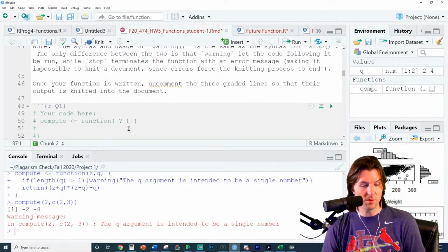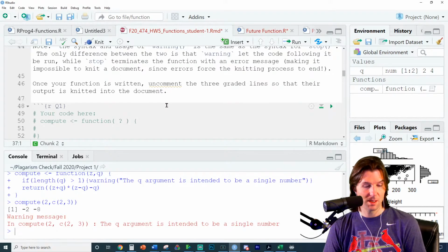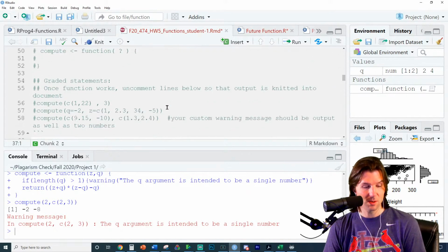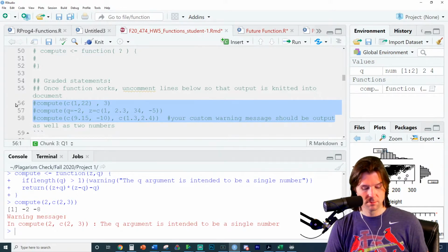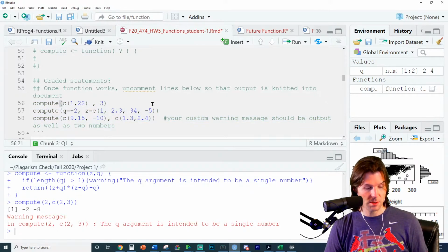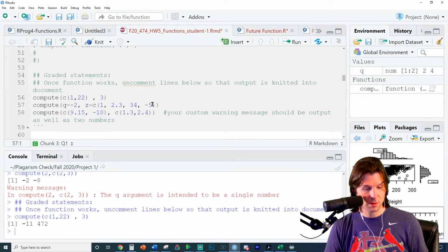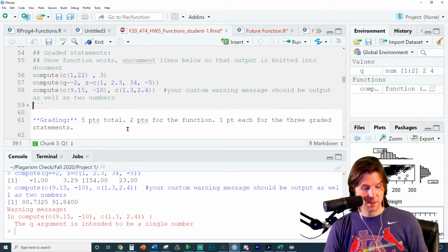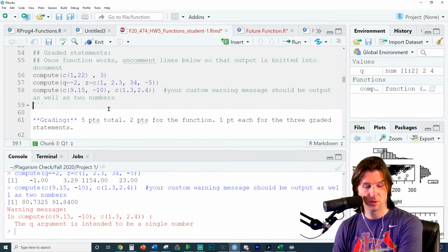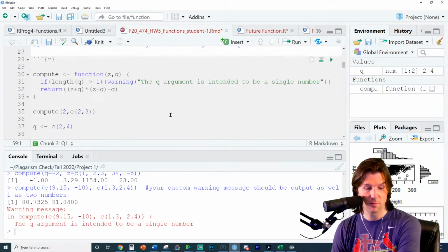Once your function is written, uncomment the 3 grid lines so their output is knitted into the document. Oh, cool. So is that it? So this right here computes, and then we get our warning message. So that should be it, right? Your custom warning should output as well as 2 numbers. And so this right here computes more numbers. I think everything's right because it's doing that function.